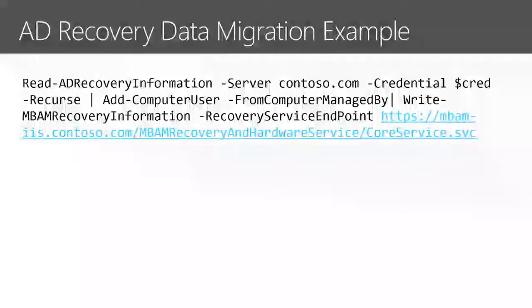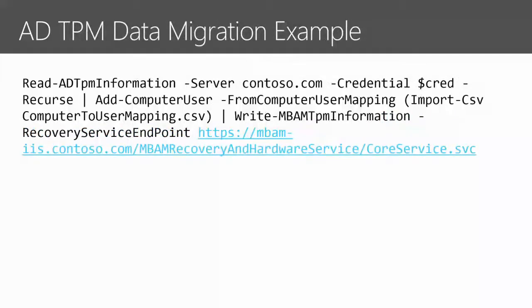So this is a simple, end-to-end example of reading from Active Directory. Here we have a parameter so that if you were storing the user of the device in the managed by attribute of the device in Active Directory, we'll grab that for you automatically and push that in when we're writing the information to MBAM. So that's one benefit. The other one, you can see in the middle here, is a from computer user mapping.